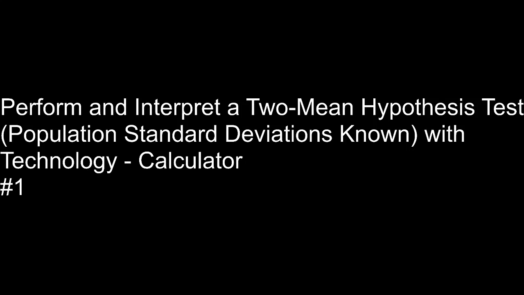This video is on the objective: perform and interpret a two-mean hypothesis test, and this is with population standard deviations known. Your test statistic is going to be a z-score. You're working with the normal distribution instead of the student's t.